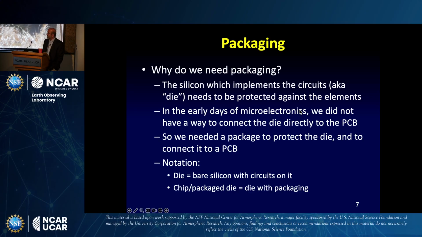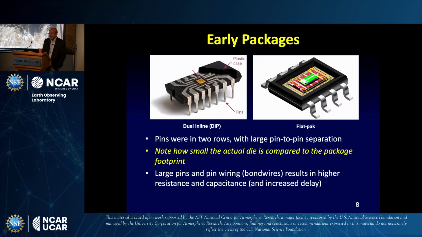And in the rest of this talk, my notation will be: when I say die, I mean bare silicon with circuits on it without the package. And when I say a chip, I mean a packaged die, a die with the package on it. And also I might say chip or package die, which is basically the die with packaging. So let's look at what this package looks like.